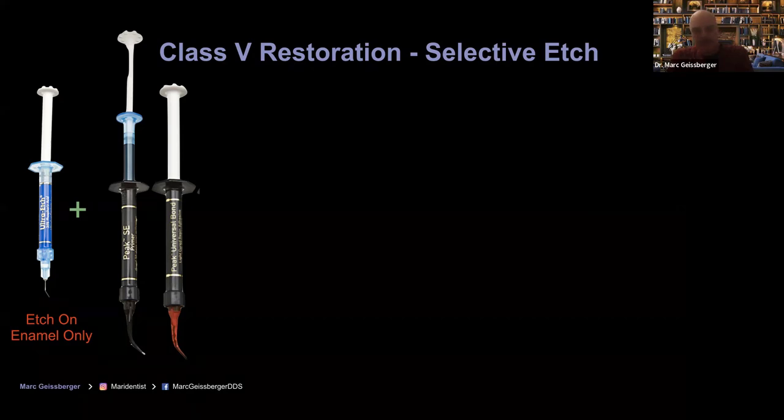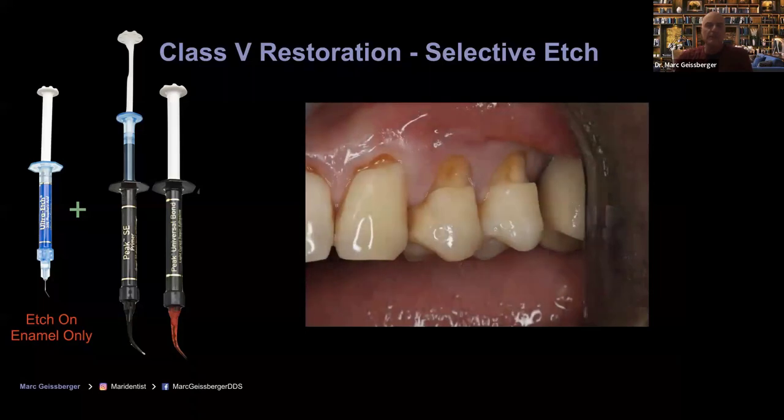And if it gets on the enamel, it's not a big deal. It's not going to over-etch enamel. It's not strong enough. And then we apply our bonding agent. So it goes something like this.